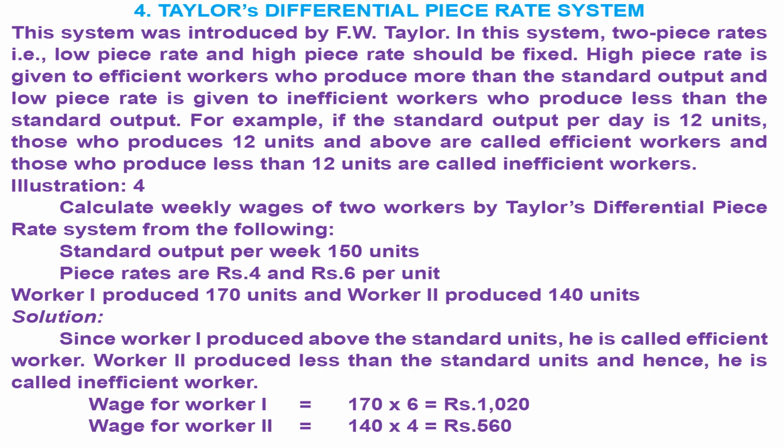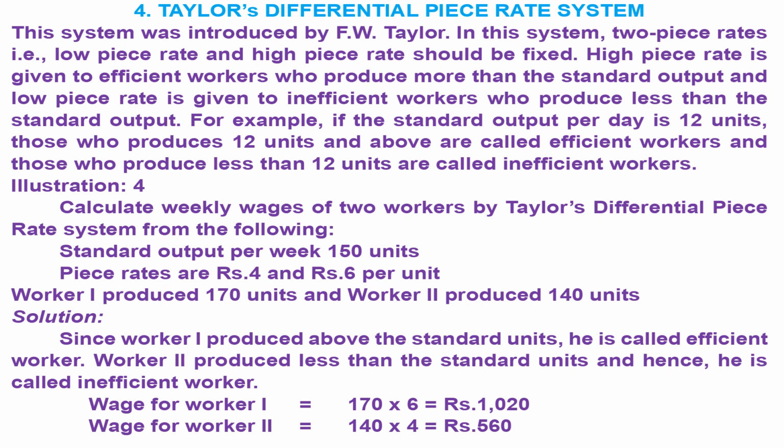4. Taylor's Differential Piece Rate System. This system was introduced by F.W. Taylor. In this system, 2 piece rates, that is, low piece rate and high piece rate, should be fixed. High piece rate is given to efficient workers who produce more than the standard output, and low piece rate is given to inefficient workers who produce less than the standard output. For example, if the standard output per day is 12 units, those who produce 12 units and above are called efficient workers and those who produce less than 12 units are called inefficient workers.